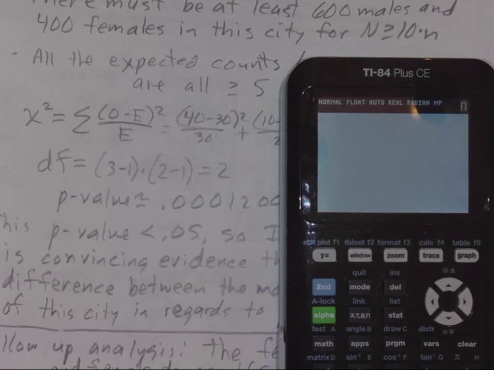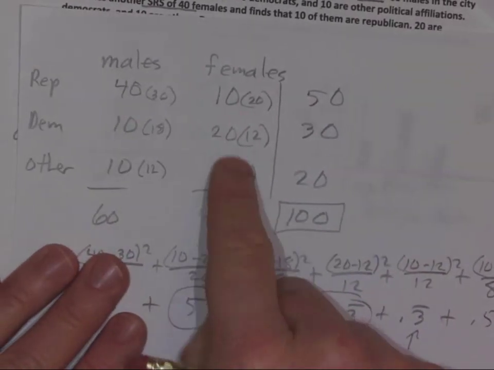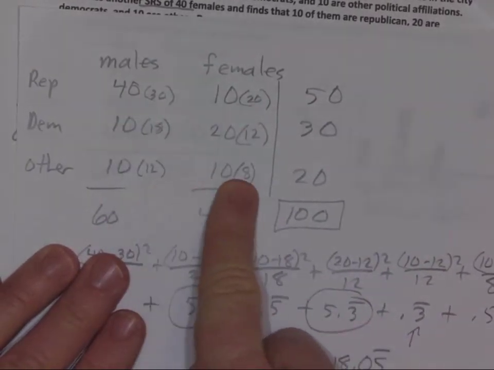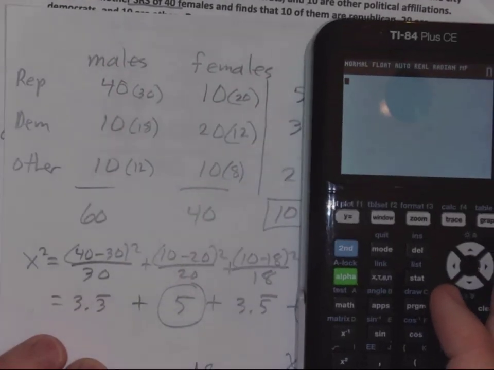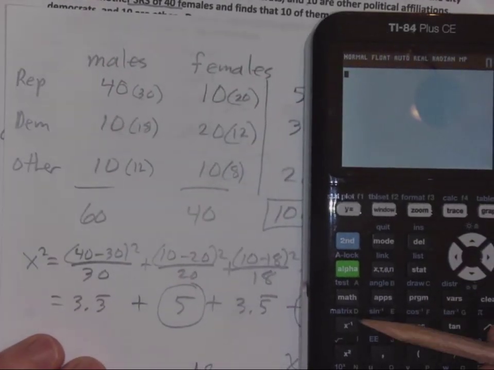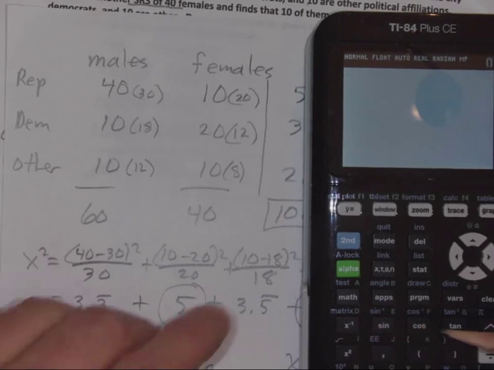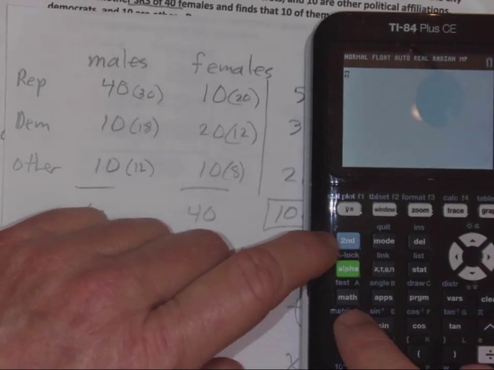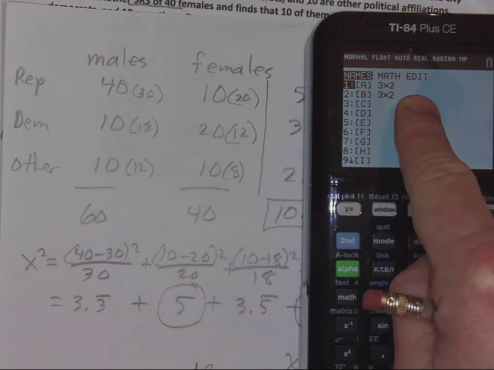In other words, when we're given a two-way table and asked to do inference with it, most of the time we're going to enter this into a matrix. There's the matrix menu. This is the first time we've really used matrices this year, I think. So you're going to go second and hit x to the -1, which is matrix. Second matrix like that. Then you're going to go to edit.